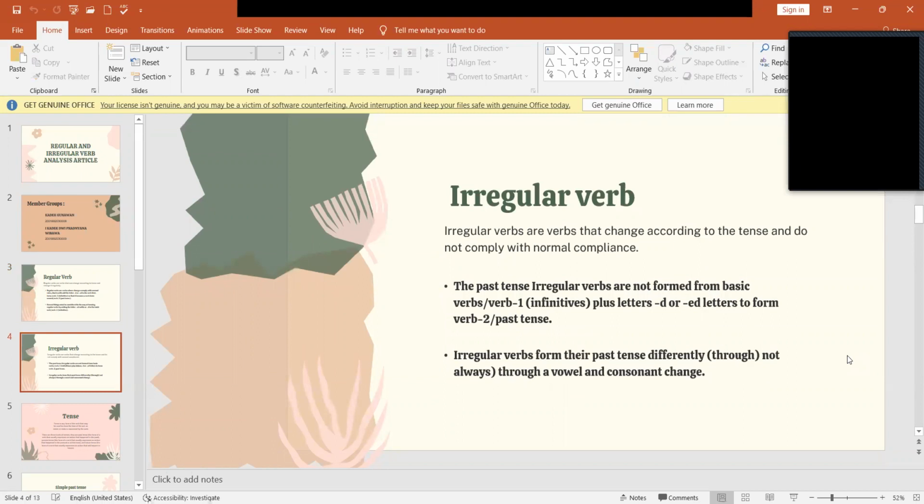Irregular verb. Irregular verbs are verbs that change according to the tense and do not comply with normal rules. The past tense of irregular verbs is not formed from the basic verb, or verb one infinitive, plus the letter D or ED, to form verb two or past tense. Irregular verbs form the past tense differently, not always through a vowel and consonant change.